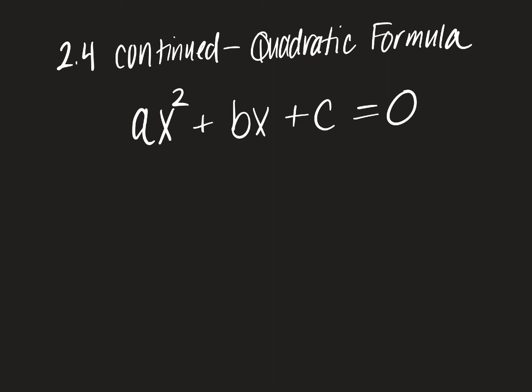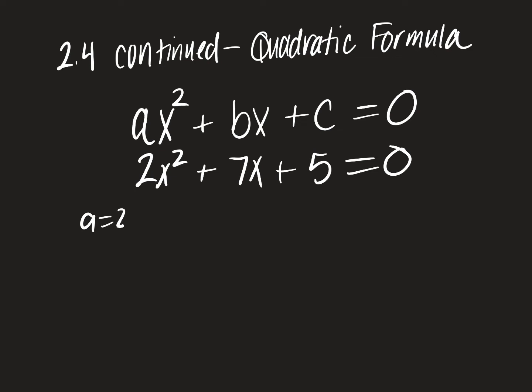A will always be what's in front of x squared. B is always what's in front of x. C is always the number without a variable. So in this equation, A is 2, B is 7, and C is 5.